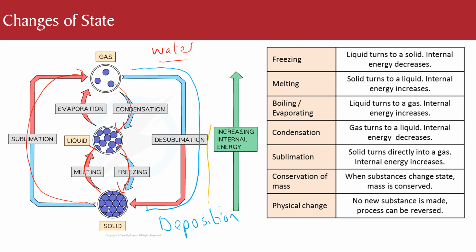So this way here, solids have got low internal energy, gases have got high internal energy. Down this right hand side here, I'm not going to go through all these different words because it explains it on the diagram, except for the fact that conservation of mass is when a substance changes state, the mass is conserved. So if you've got a kilogram of solid, it'll turn into a kilogram of liquid. And that is a physical change where the whole process can then be reversed.